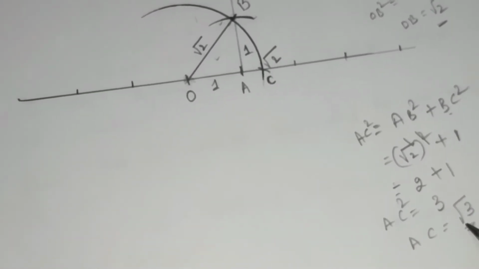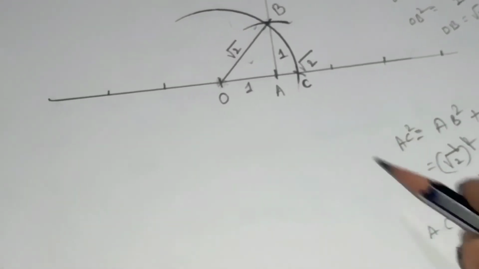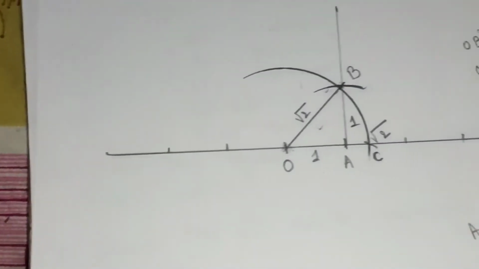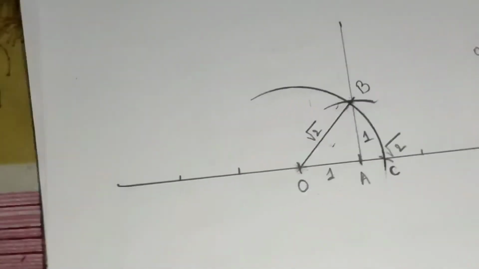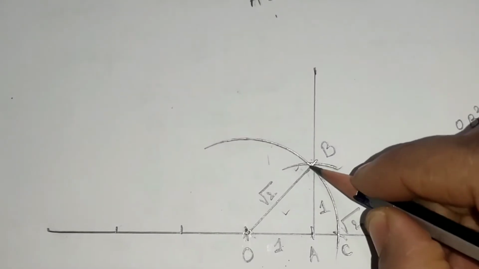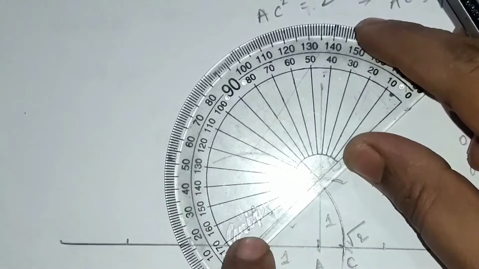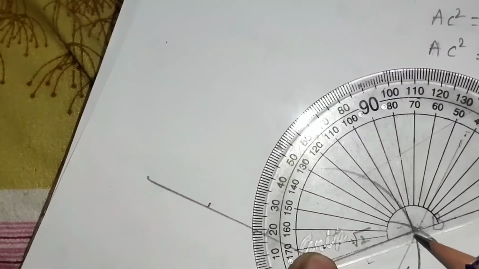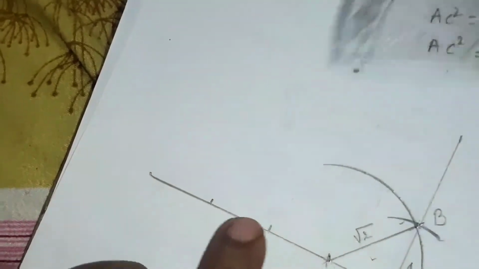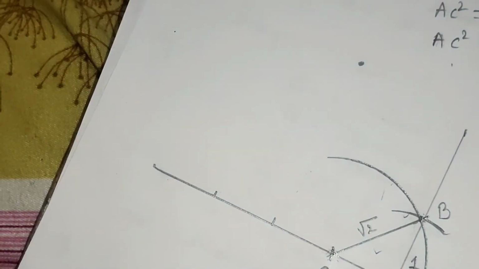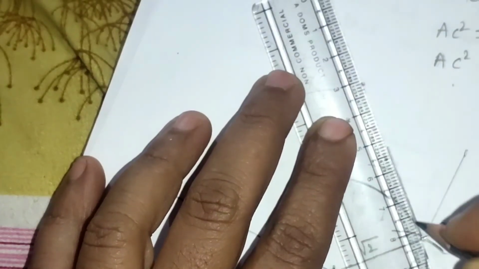In order to locate root 3 on the number line, you have to take the base as root 2. Now, root 2 I have already drawn. What you have to do? You have to take root 2 as a base. Keeping B as a point, I will place the protractor exactly on B. And I am going to mark 90 degrees. See, this is 90 degrees. Now, I am going to join the line. See, this is the line.